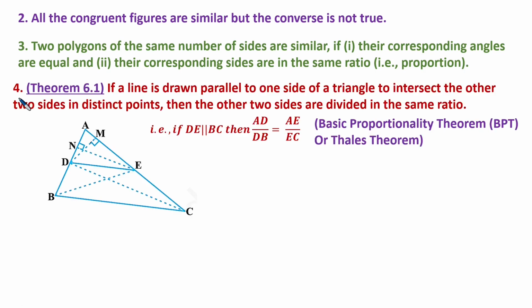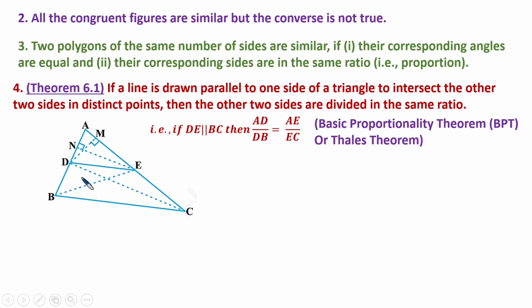Now point 4, which I have written in brackets as theorem 6.1 because this is in your textbook. It says that if a line is drawn parallel to one side of a triangle to intersect the other two sides, suppose this is the side, and this line is parallel to it but intersects the other two sides at points D and E, in two distinct points, then the other two sides are divided in the same ratio.